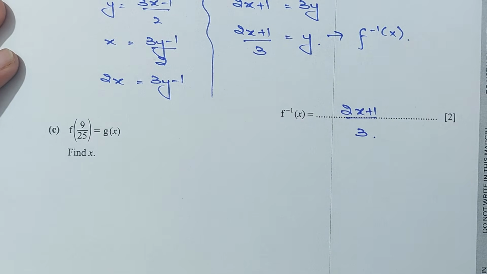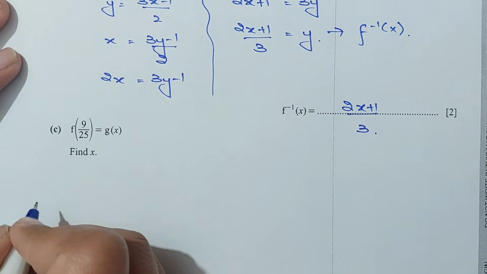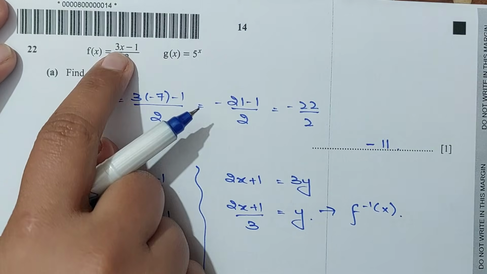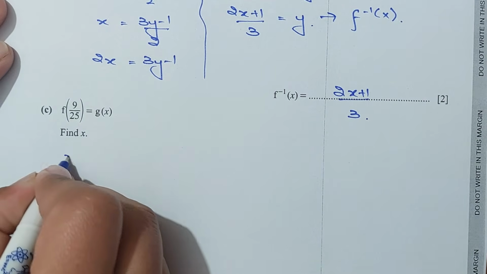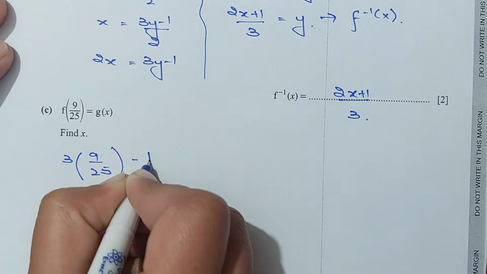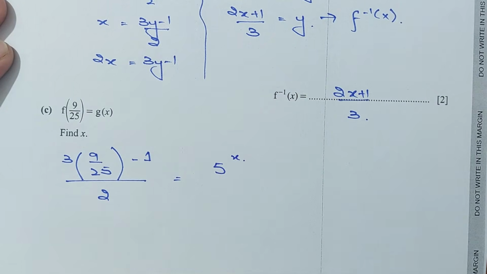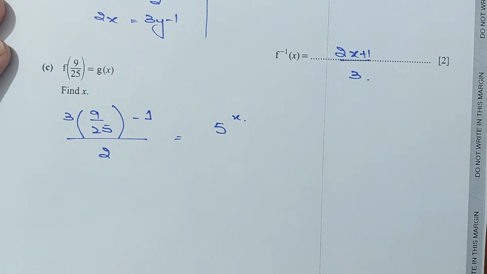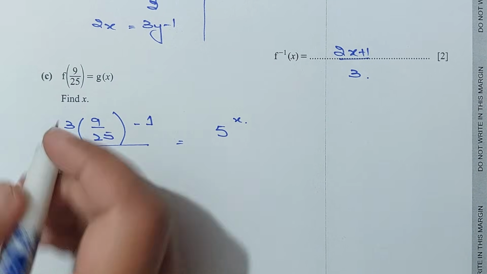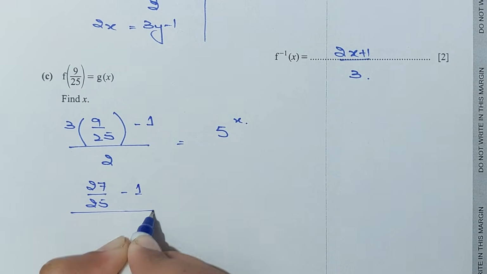Now for part C, we have to find f of 9 over 25 equals g of x and solve for x. What is f of 9 by 25? Just replace this x with 9 by 25, okay? So 3 into 9 over 25 x value and minus 1 and divided by 2, and this would be equal to g of x, 5 to the power x. Let me solve for x here. Okay, now we can say 3 times 9 is 27 over 25 minus 1 divided by 2.